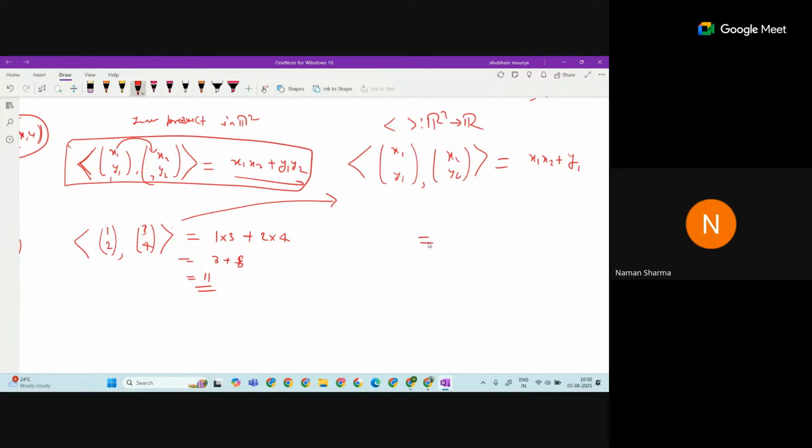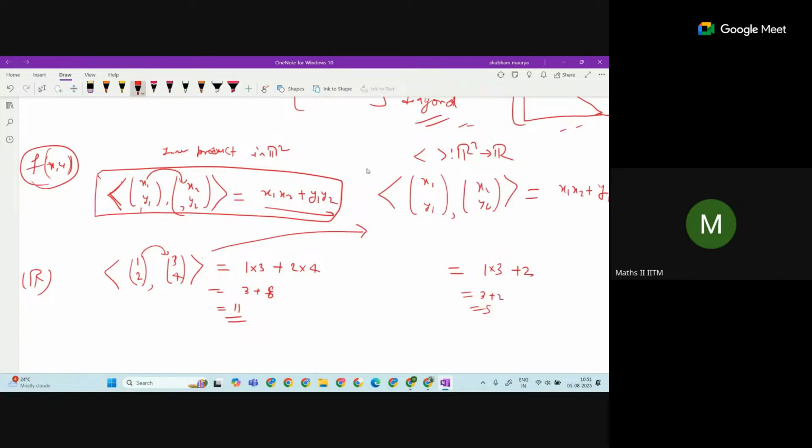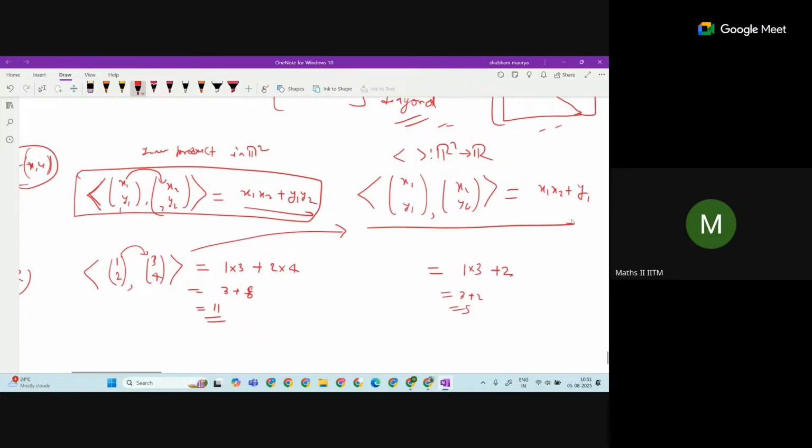Five. This is going to be just 1 into 3. Okay, 1 into 3. And in place of y, it is just 2. So plus 2. So this is 3 plus 2, which is 5. See? So this inner product is a kind of function we are having. I am just defining the function, and according to that, I am getting the value. That's all. It is very simple. Just need to understand it.